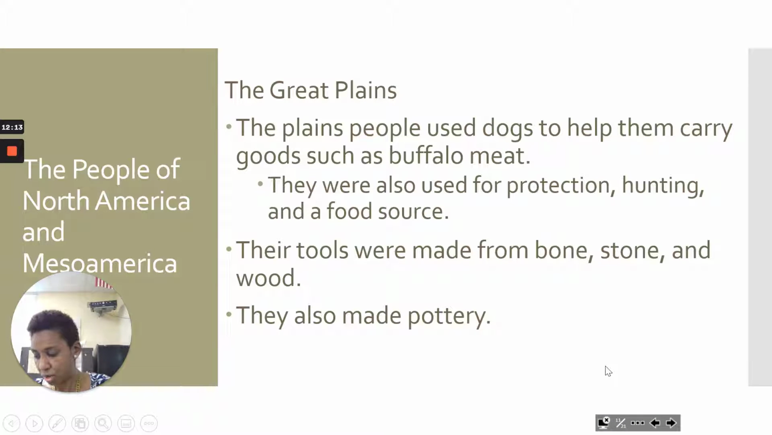And for question number 8, what was the purpose of the dog to the Plains people? So dogs would actually help them carry their goods, such as buffalo meat, but they also used dogs as protection and hunting and as a food source. Okay, and as you see here, the Plains people were also skilled in different things like pottery and stone, and for their tools and so forth.